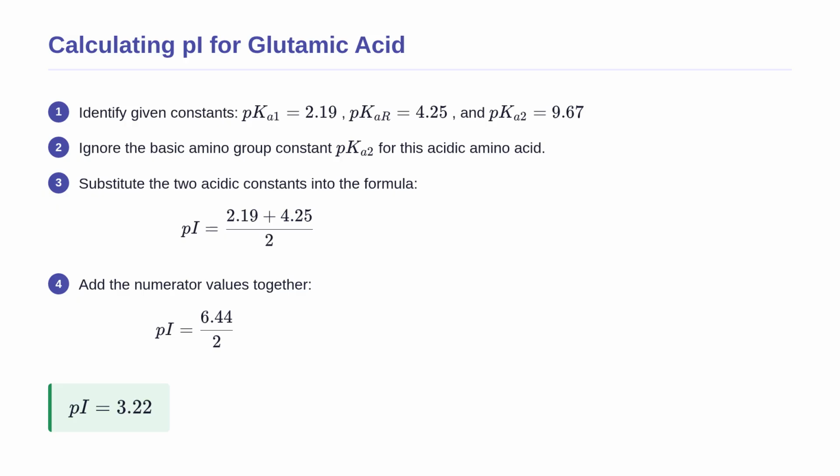Adding these together gives us a sum of 6.44 in the numerator. Dividing this sum by 2 reveals our midpoint. Our final answer is an isoelectric point of 3.22. This tells us exactly where glutamic acid becomes perfectly neutral.